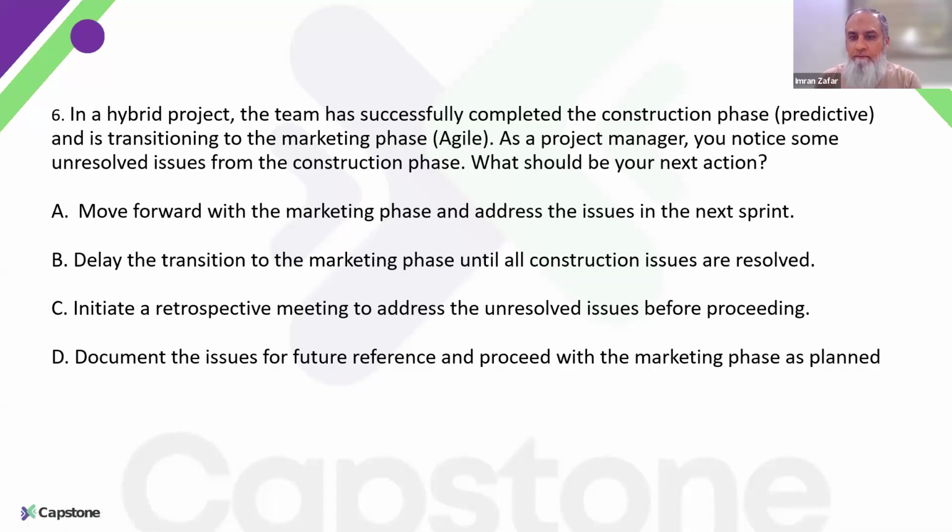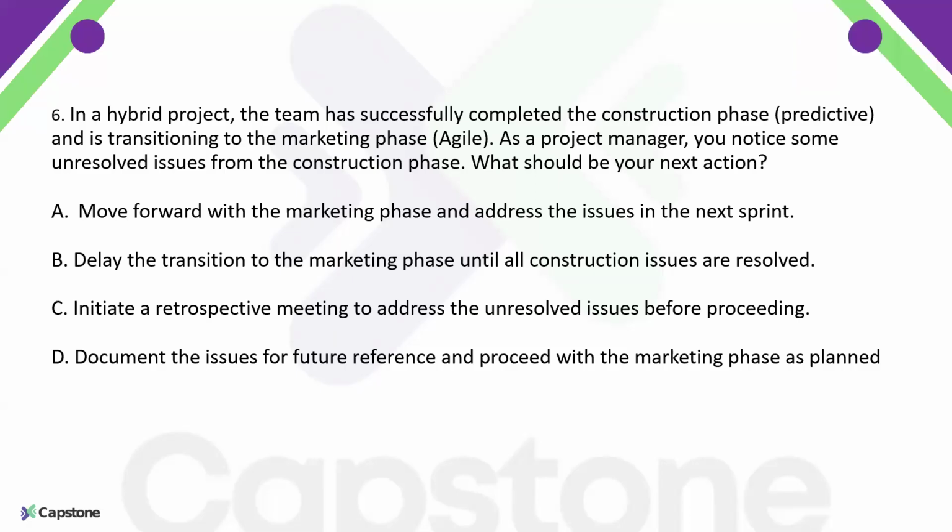Okay, so we have one C, one A, one B. Okay, mixed kind of responses. So let's forget about hybrid agile terminologies. When you find a problem, what is the first thing you do? Do the root cause, do the evaluation. Yes, and which option is leading to that? C. Yes, so C is the right answer.